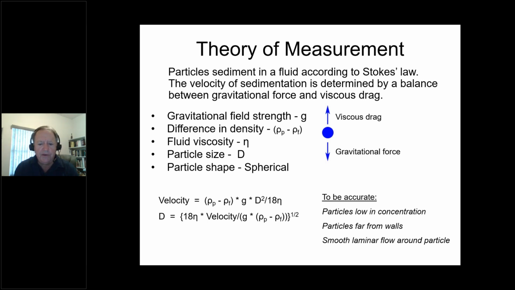Now, for the measurement to be accurate, the particles have to be low in concentration, and by low in concentration, we mean not more than a couple % solid content. Particles have to be far from the walls, and by far from the walls, we mean more than 1 or 2 diameters away from the wall. If a particle is a 1 micron particle, it needs to be more than 1 or 2 microns away from the wall for there to be no effective drag on the wall. The particle has to sediment at a speed where the fluid flow around the particle is smooth and laminar and not turbulent. Fortunately, most of these requirements are easily met in the Disc Centrifuge.